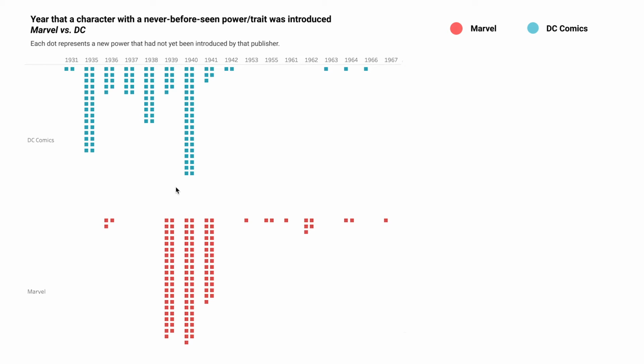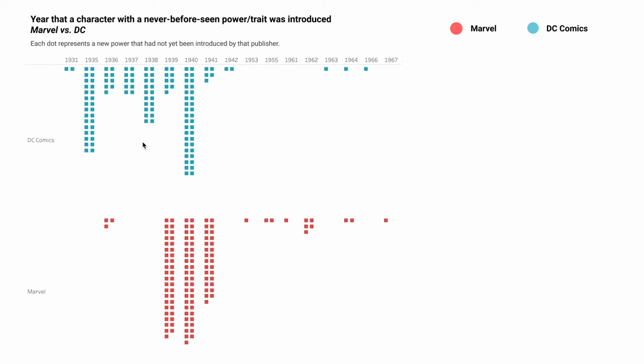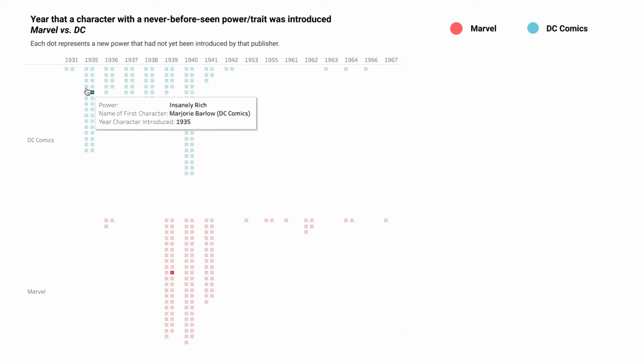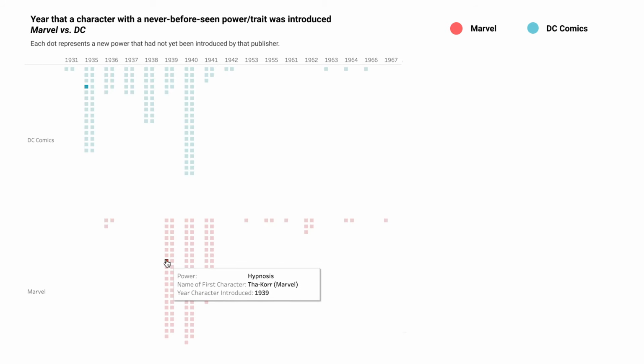Here we see when each publisher introduces one of the 128 powers. DC had a leg up in starting earlier and more gradually than Marvel. Here I can also hover over a power and see that, for example, Hypnosis was first introduced by the character Dr. Occult of DC in 1935, and highlighted below, Thakor from Marvel in 1939.